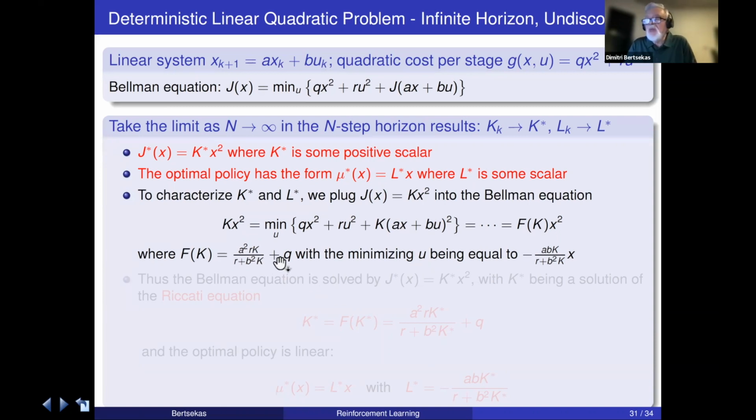Now, if you go back to the calculations for finite horizon linear quadratic problems, you will see this expression coming into the dynamic programming algorithm. So this is an easy calculation, and I think it's in your notes. I'm pretty sure it's in your notes, and you can check it there.